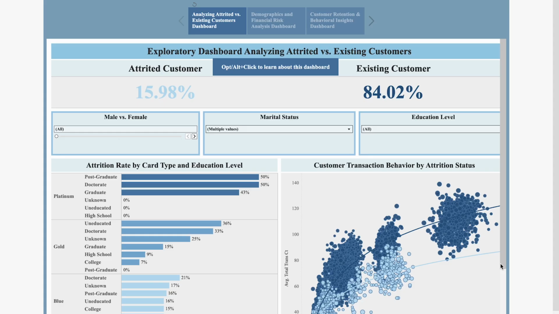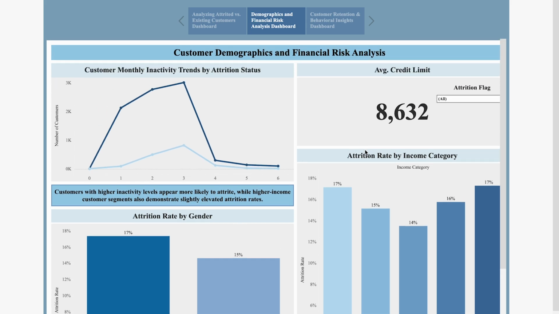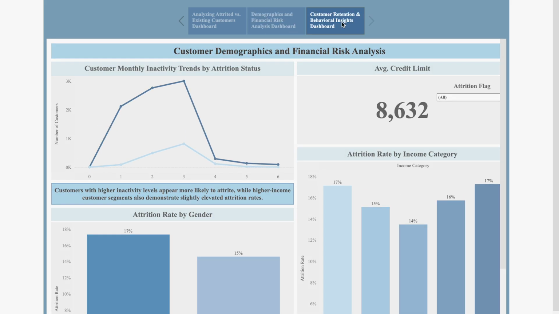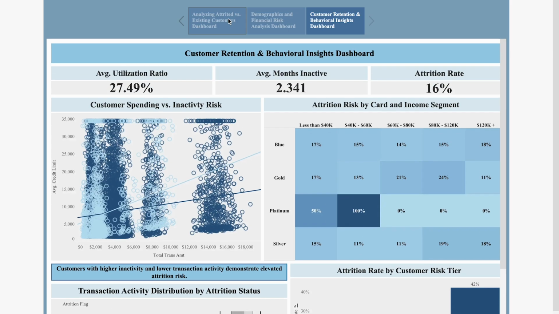Here's our Tableau visualization, which includes three dashboards. The first one is analyzing attrited versus existing customers. For the second one, we have demographics and financial risk analysis. And for the third one, customer retention and behavioral insights. We're going to start with the first one.